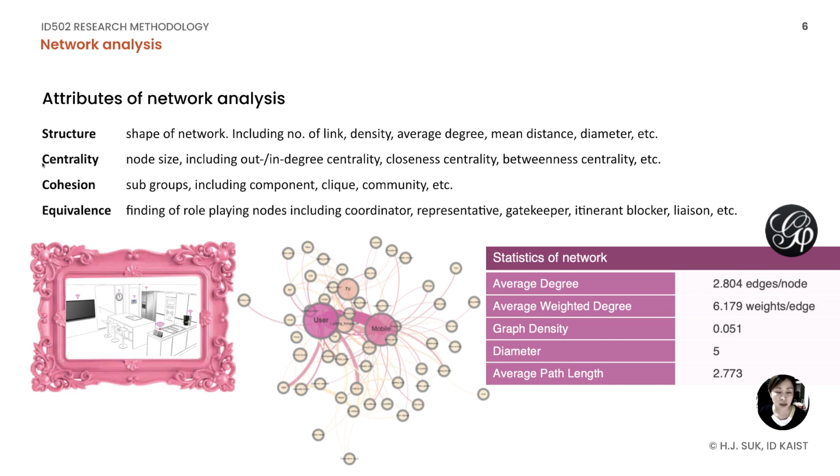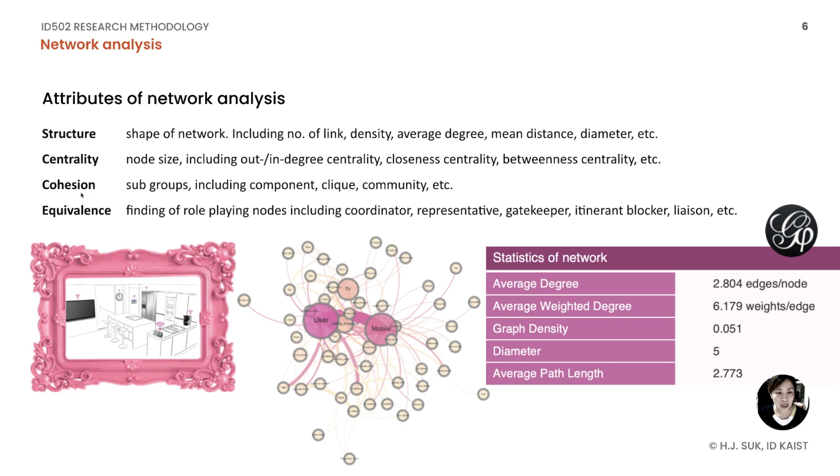And the second characteristic is about centrality. Some networks have a very scattered tendency, but some networks have a very strong central point, like this one, user and mobile, something like that.